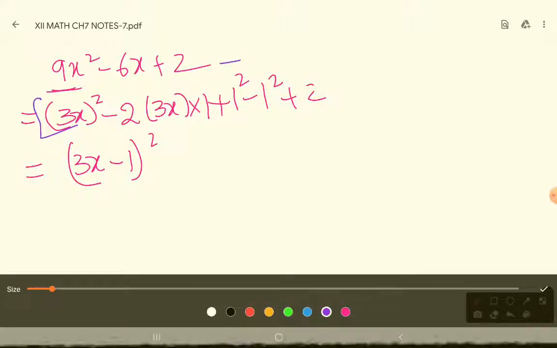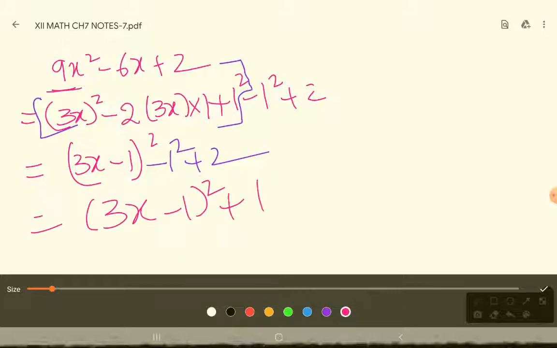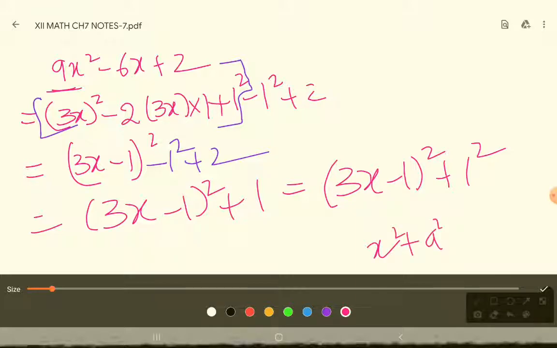this is the (a plus b) whole square formula. So minus 1 square plus 2, then you get finally (3x minus 1) whole square plus 1, which is (3x minus 1) whole square plus 1 square. This is in the form of x square plus a square. Like that we have to convert into one of the completing square forms, one of the special integral formulas we will get finally.